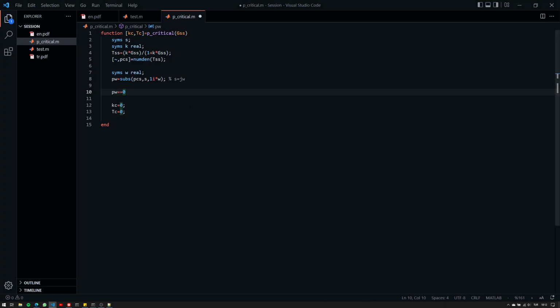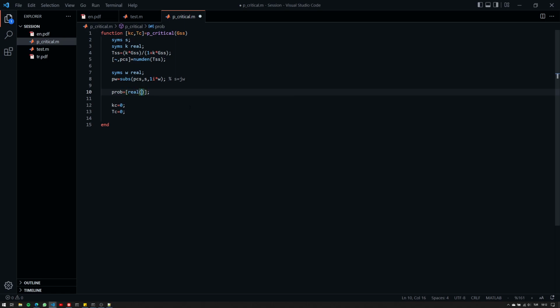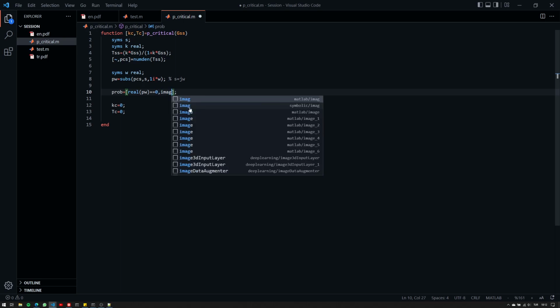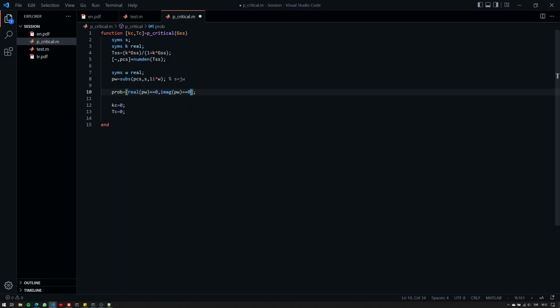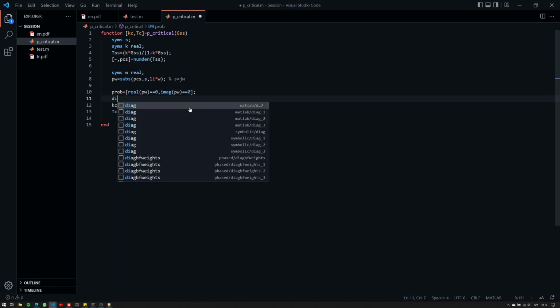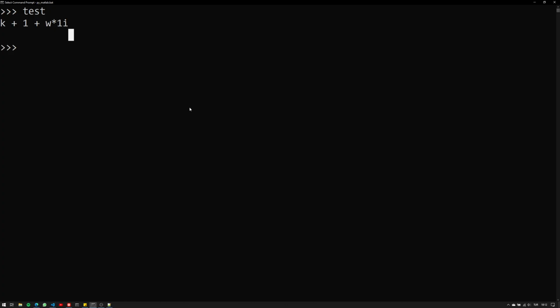Therefore, what we can do is form our problem, which is get the real part of p omega equated to 0, get the imaginary part of p omega equated to 0. There we go. So let's maybe also display the problem here. Now k plus 1 should be equal to 0, and omega should be equal to 0.